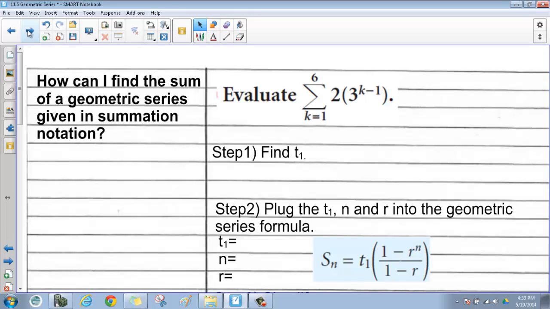Now we're going to be able to find the sum of the geometric series given a summation notation. This thing is probably going to blow your mind. Have you seen that before? I'm going to tell you all about it in the next video. That's my cliffhanger, guys. You're going to want to come back to this.